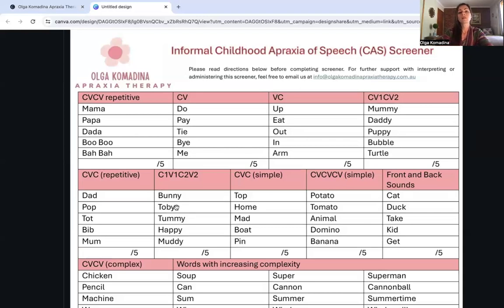But then, okay, so we've moved on to our new target where both the consonants and vowels change, but we're keeping to the early sounds. So bunny, Toby, tummy, happy. It could be other ones like teddy, table. So we're going to target those words now.